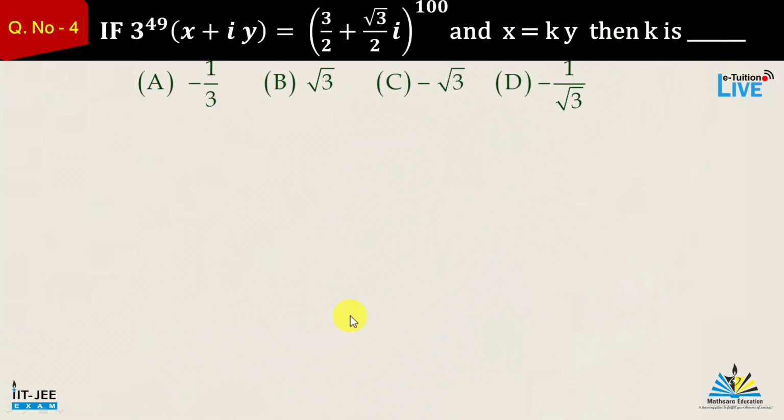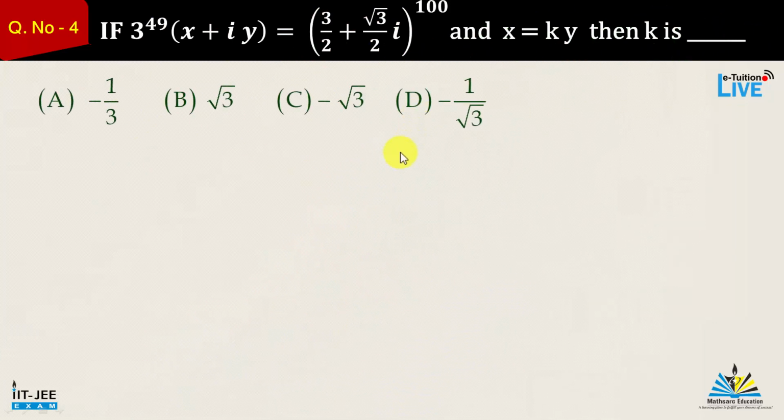Here is question number 4, and these are their options. So let's solve this question. You can solve it on your own as well. We need to find the relation between x and y, and then we need to find the k.